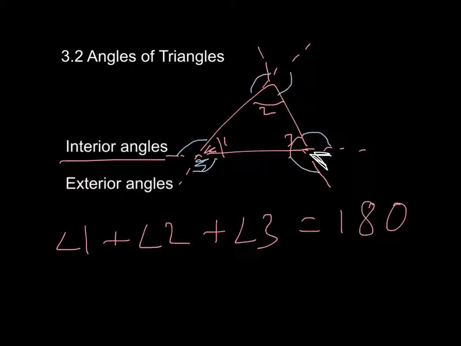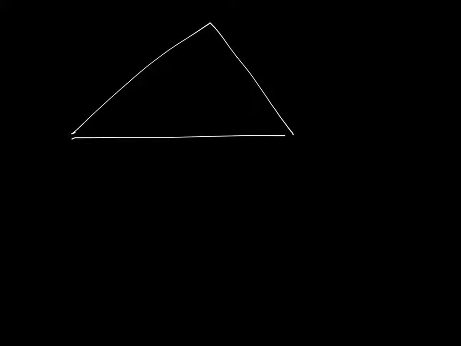So, that being said, can we find an unknown angle in a triangle given the other two? Yes, we can. Let's look at this example. So, if we have a triangle like this, this is 32, this is x, 32 degrees, x degrees, and 48 degrees. How do we find x?